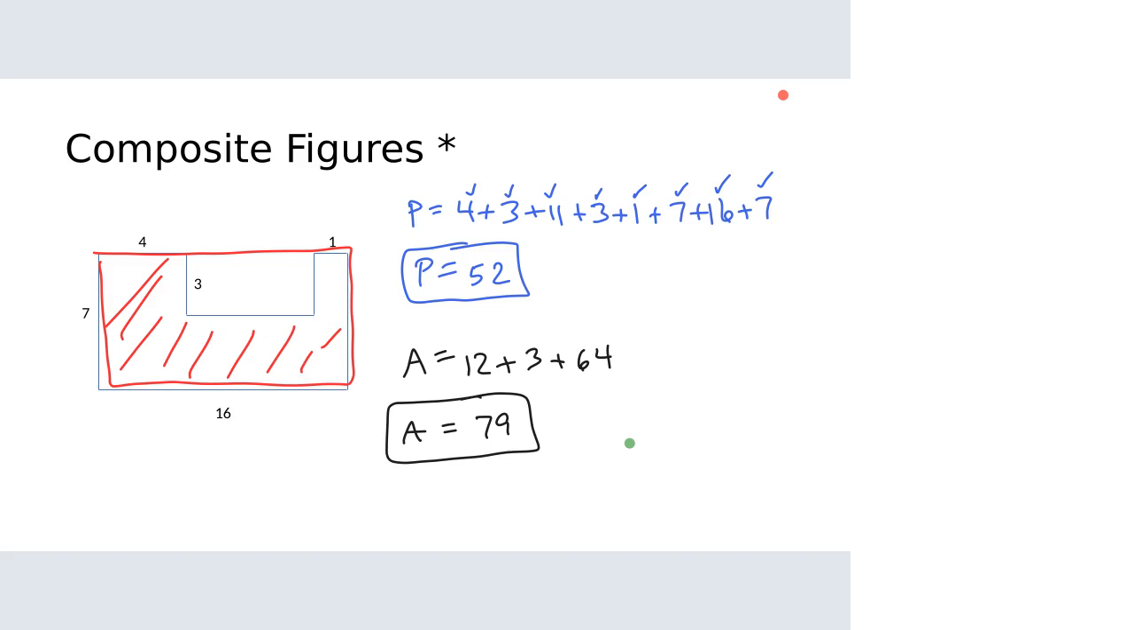It says, okay, so 7 by 16 gives me the big rectangle. And then this 3 by 11 gives me the 33 that's in this little rectangle. And I'll subtract. Excellent. Any of those approaches is just fine. Let me know if you have any questions about that before we look at another one.